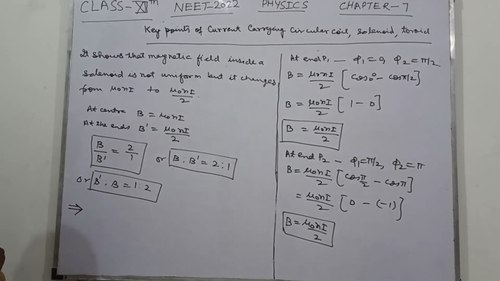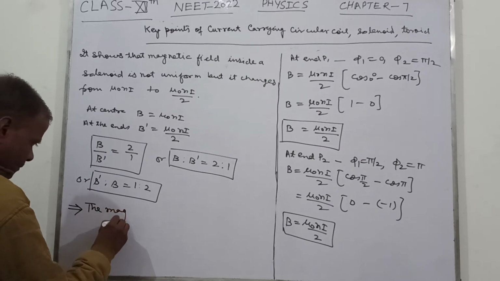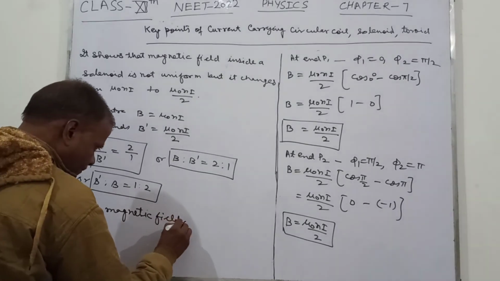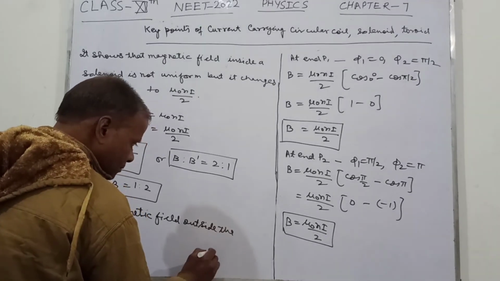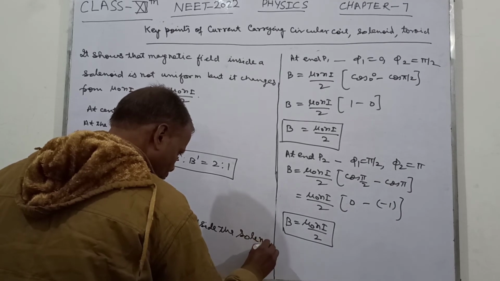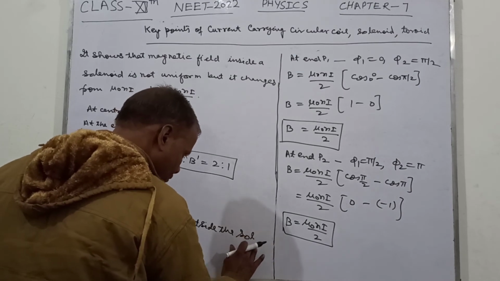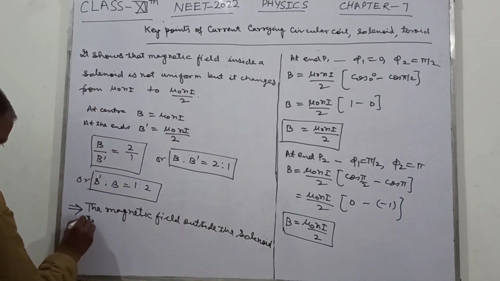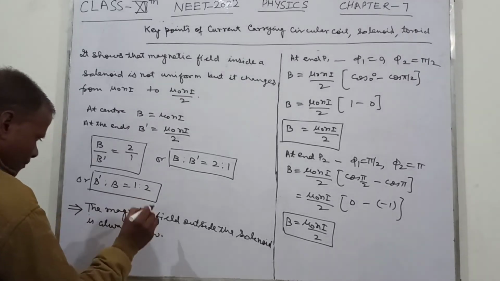Now, the magnetic field outside the solenoid is always zero.